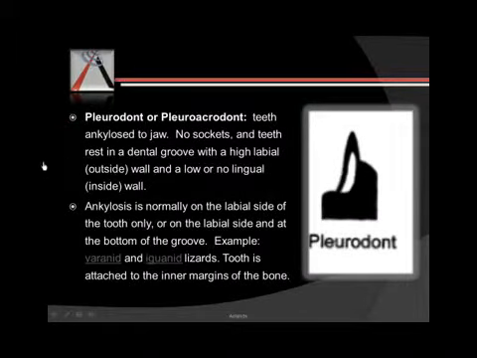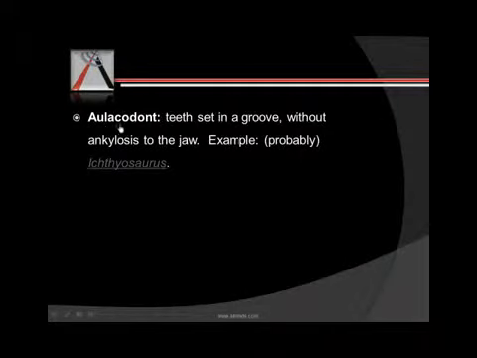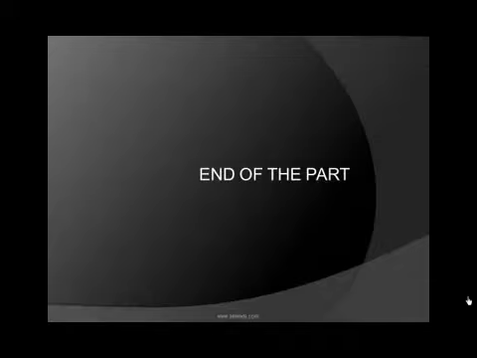Then we have the pleurodont. In pleurodont, teeth are ankylosed to the jaw, but there is no socket. If you can see, it's just a groove, and they're ankylosed to the groove. Then we have olecodont. Here, teeth are set in the groove, but there is no ankylosis. And with this, we come to the end of this part. Please go through the text which we have covered till now, and we'll have a short test on this.